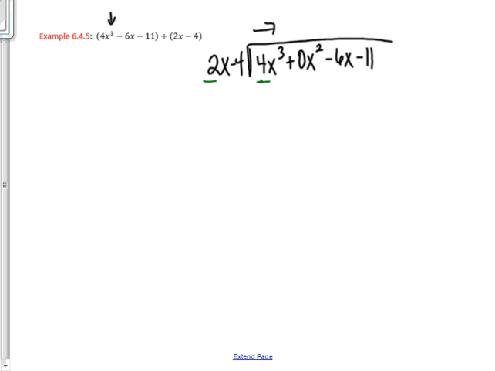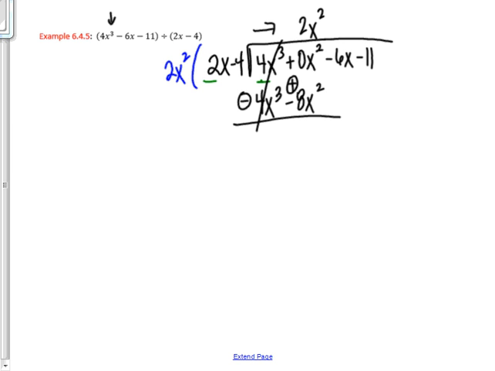So say, how many times does 2 go into 4? 2 times, and it needs to line up with an x squared. So if I distributed 2x squared, 2x squared times 2x is 4x cubed, and 2x squared times negative 4 is negative 8x squared. Draw a line, change your signs. So that one goes negative, that one goes positive. Those cancel, and I'm left with 0 plus 8, or 8x squared. Bring down your negative 6x.